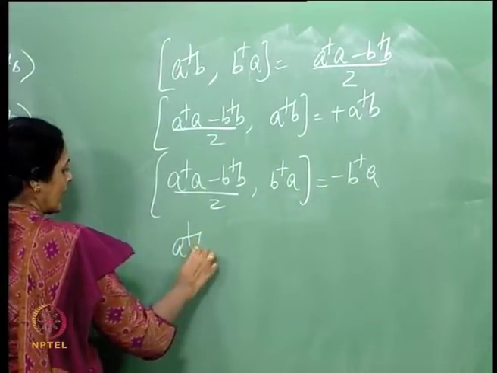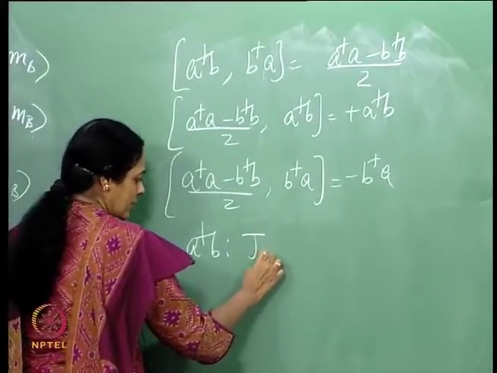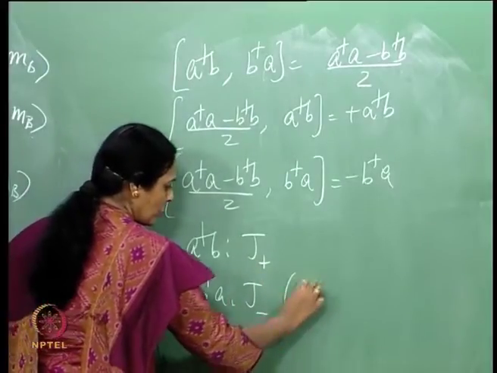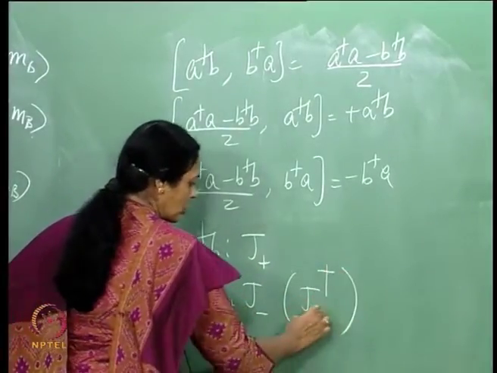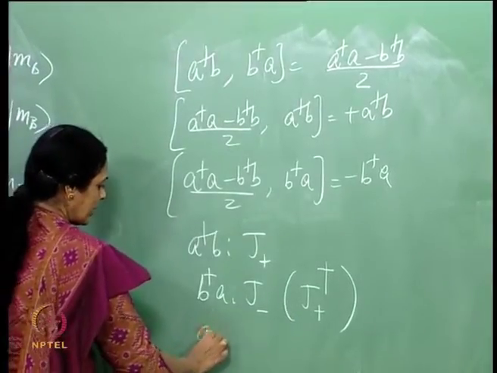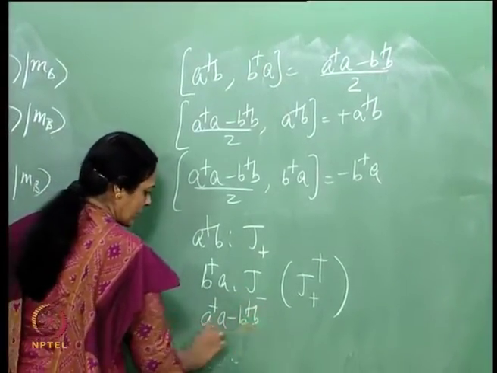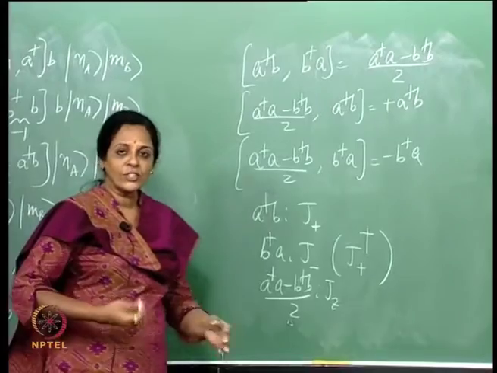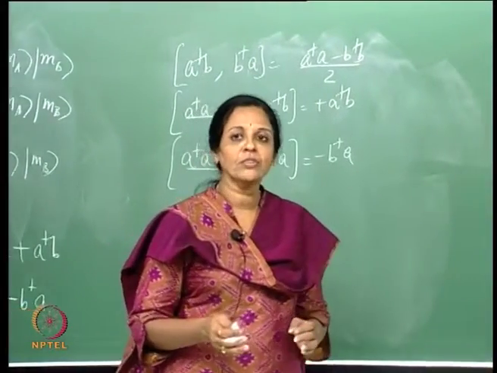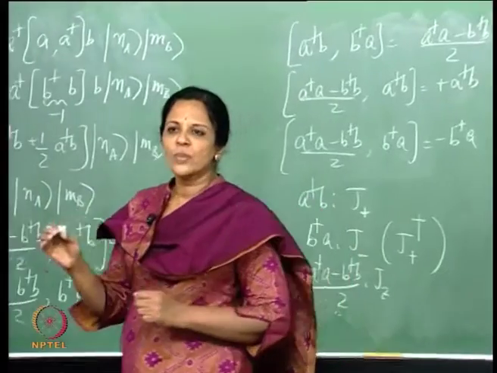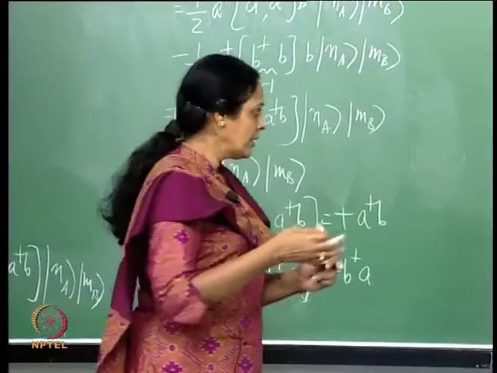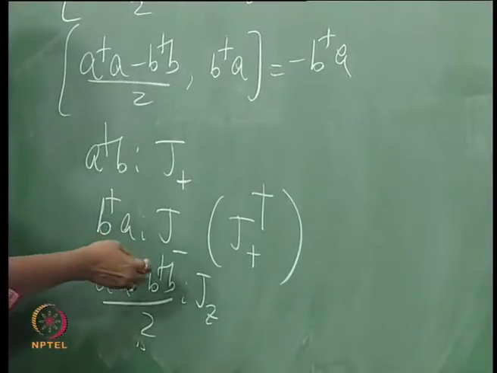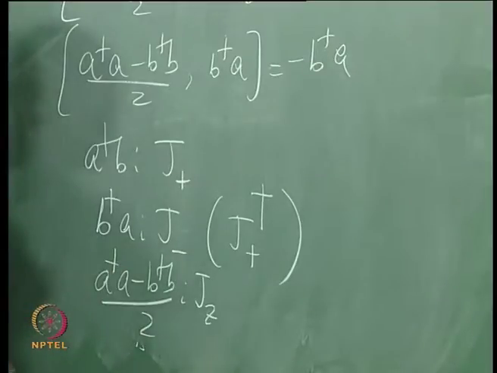So, I identify A dagger B as the raising operator, I could call it J plus, and B dagger A as the lowering operator, and you would recall that this is the same as the Hermitian conjugate of J plus, and I can identify (A dagger A minus B dagger B) by 2 as Jz. I would like to call these J plus, J minus and Jz by way of notation, because I am not looking at a particular spin system or orbital angular momentum. This is the general angular momentum algebra which I have generated, and therefore, I refer to these as J plus, J minus and Jz.